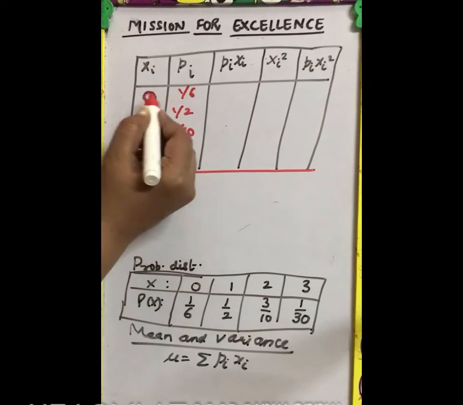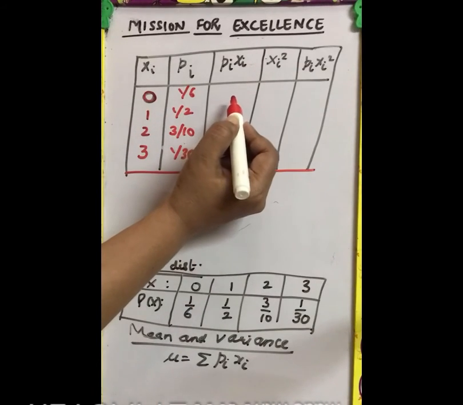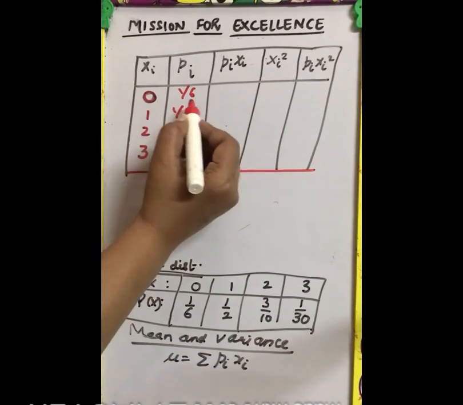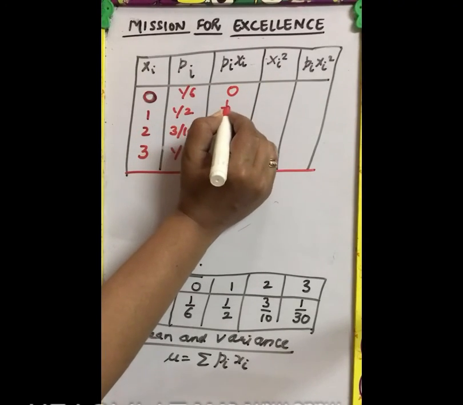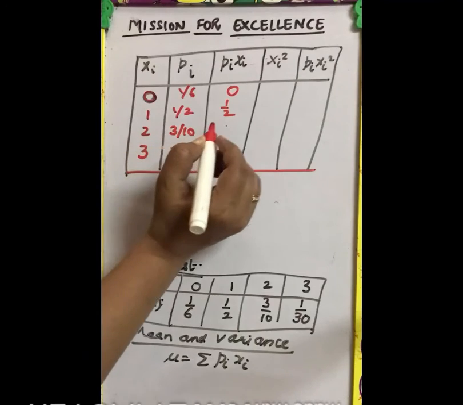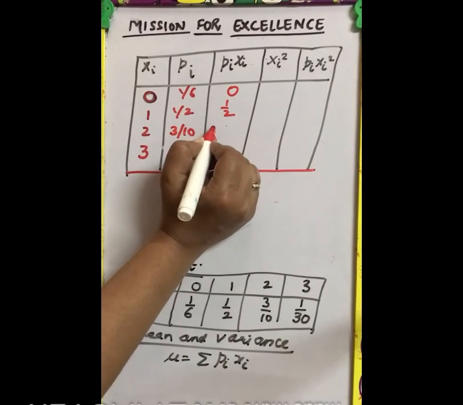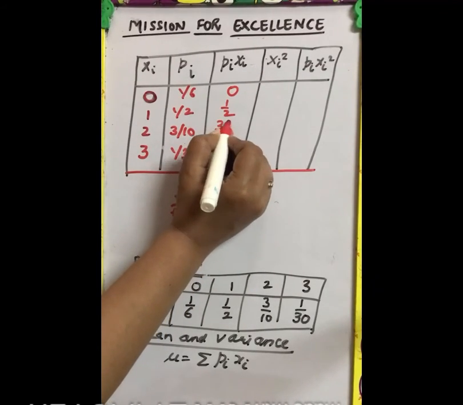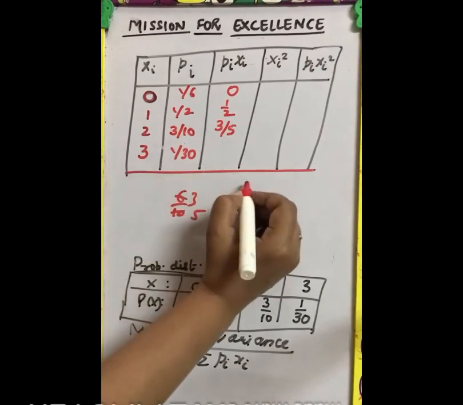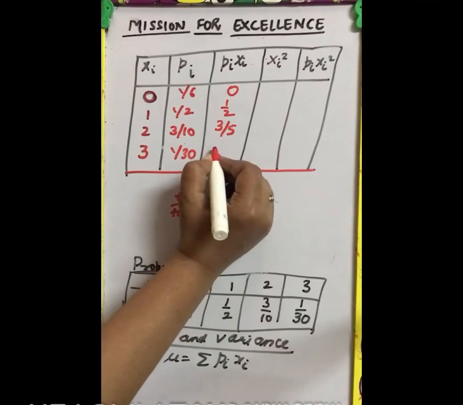So now multiply these two. We write here. So 0 multiply 1 by 6 is 0. 1 multiply 1 by 2 is 1 by 2. 2 multiply 3 by 10, we get 6 by 10. 6 by 10 means 3 by 5. And here we get 3 by 30 means 1 by 10.